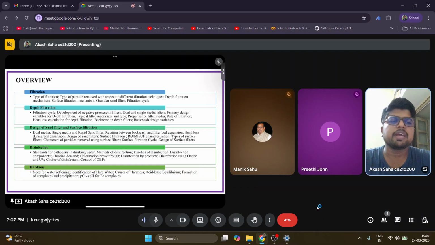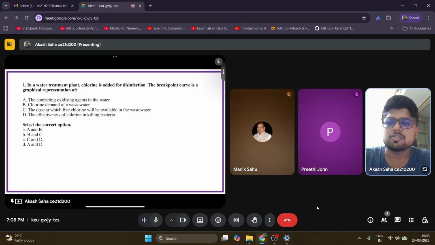After discussing filtration, we also discussed the disinfection methods. We have seen some of these aspects in wastewater treatment, but again we saw some more concepts related to disinfection. And at last we discussed hardness: what is the need of softening, what do you mean by hardness, and what are the various formations of complexes and precipitation. So this was the whole overview of the week 9 lectures. Let us solve some theoretical as well as numerical problems based on these concepts. I see not many people have joined today, but anyway, we'll get along with the class.